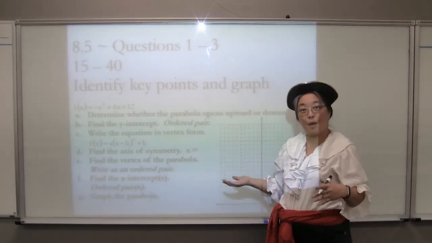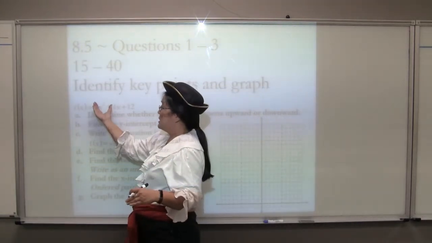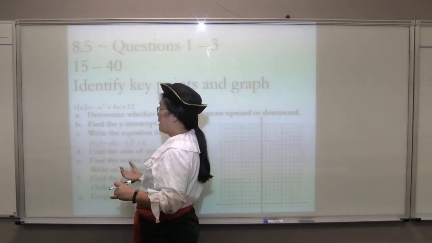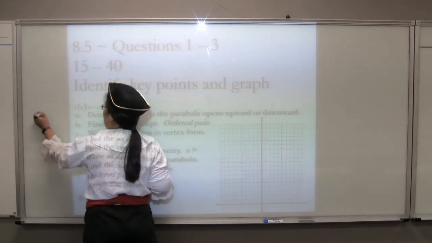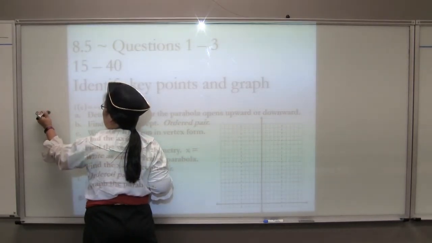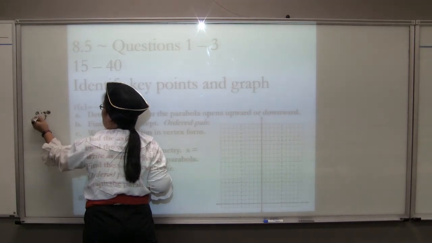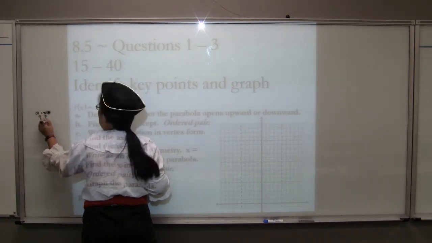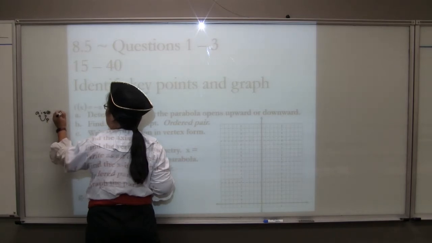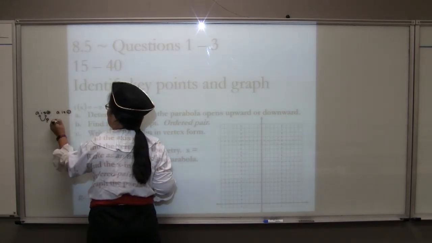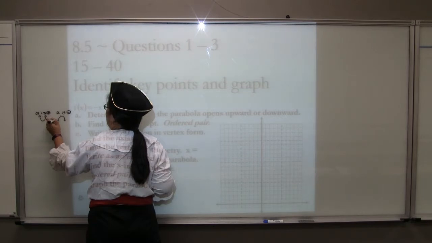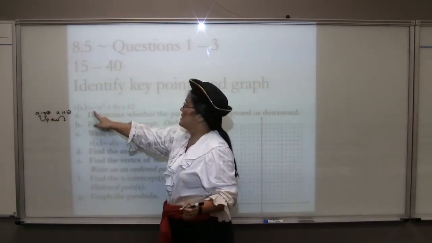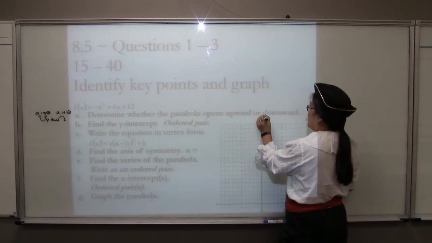We learned this back in Chapter 3. We look here. Is it a positive x squared, which makes a happy parabola, or a negative x squared, which makes a sad parabola? So if A is positive, then it makes a happy parabola, which makes a U, for it opens upward. If A is negative, it makes a sad parabola. Real parabolas do not have eyebrows, which makes an N for downward. This is a negative parabola, so it opens downward.